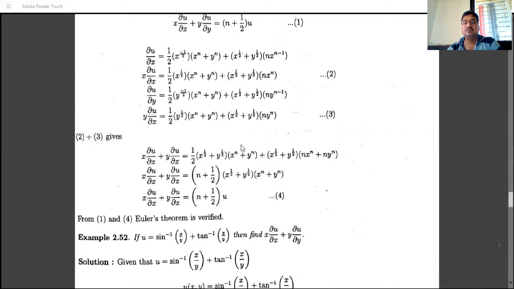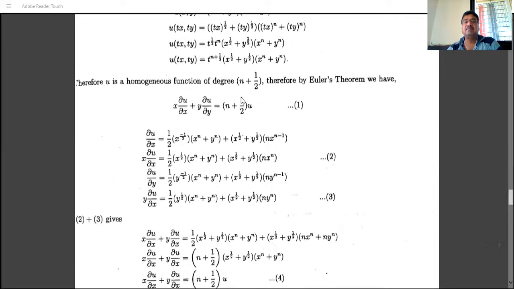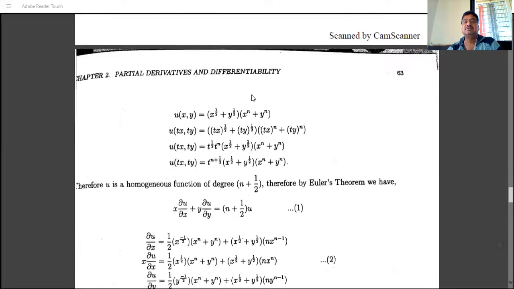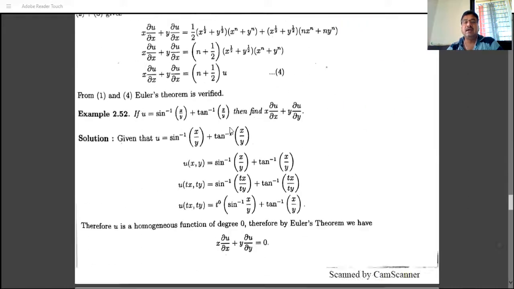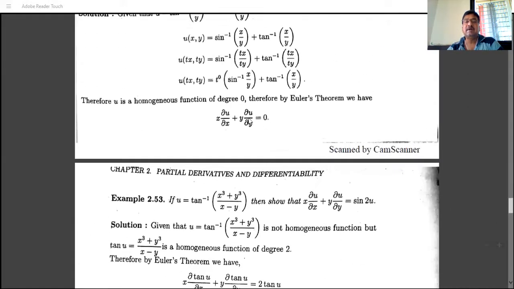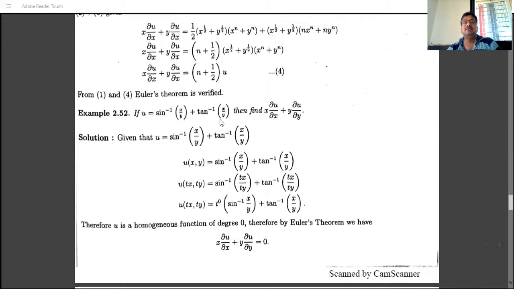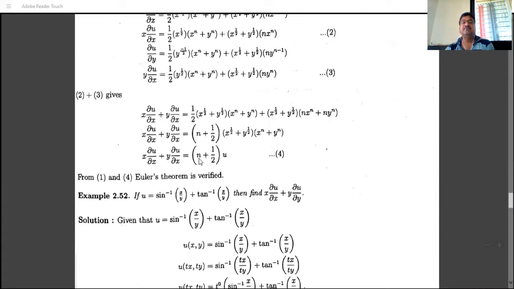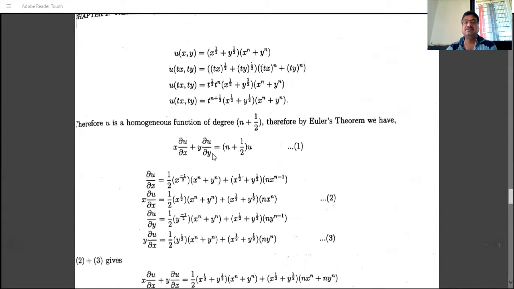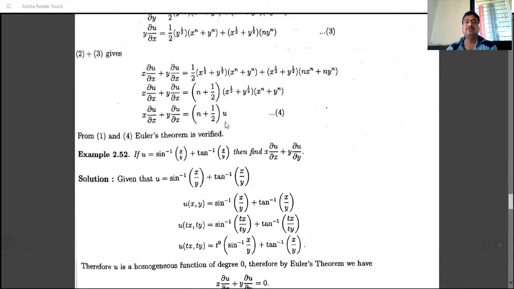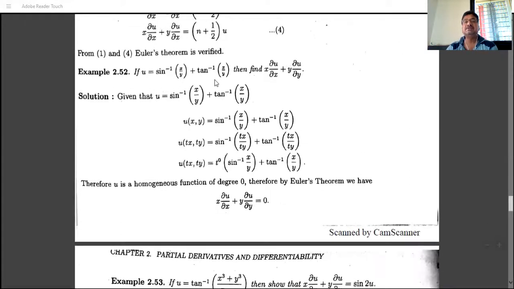This is u. x raised to half plus y raised to half, x raised to n plus y raised to n is u, and therefore we have the same answer by using the simplified method. That is, by using Euler's theorem this is the answer, and by using actual calculation we have this answer. That is, both from 1 and 4 we say that Euler's theorem is verified. So u is this function, and then find the value of this.